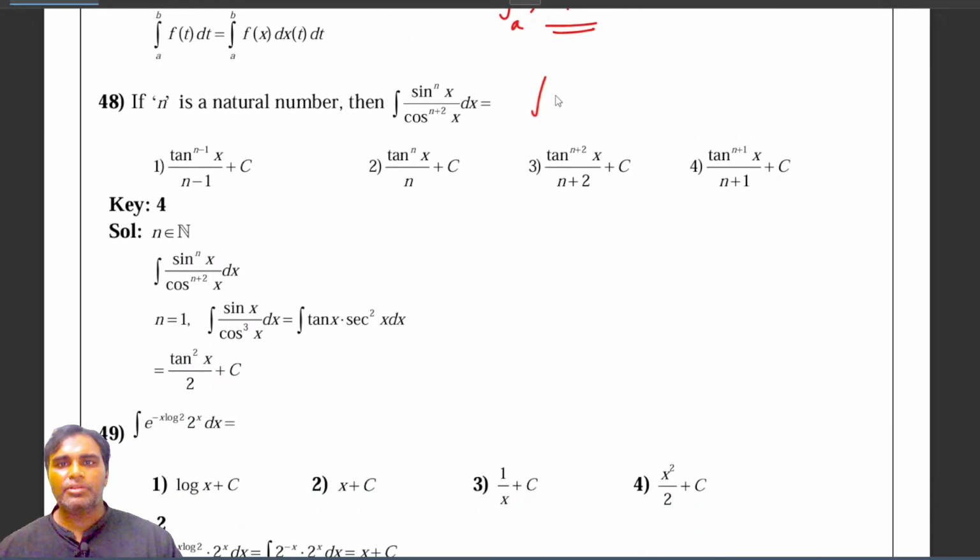Sin n cos n, let's do. So tan power n x by cos, 1 by cos square will be there. So 1 by cos square will become secant square x.